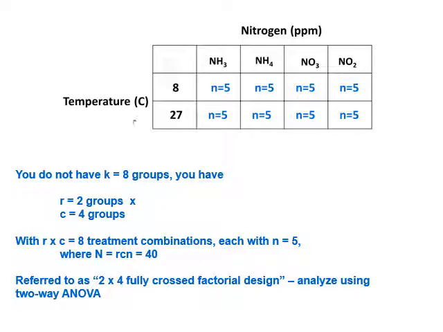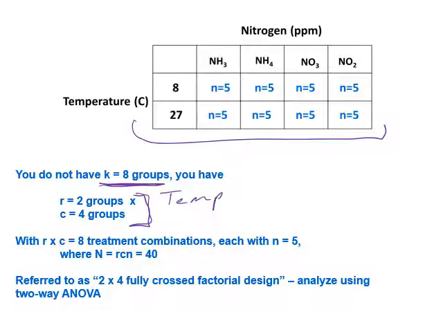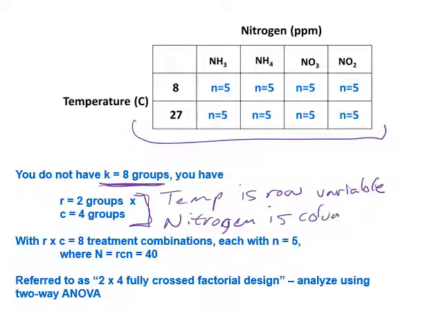So to come back to our little table that we set up before in terms of thinking about how to think about adding the effect of another independent variable into an analysis of variance, you don't have k equals 8 groups. What you have are 2 groups times 4 groups, or 4 groups times 2 groups. And if we want to use the wording from the contingency tables, we could say that temperature, say, is the row variable. Remember this terminology from the contingency table analysis. And then the form of nitrogen, nitrogen would be the column variable.